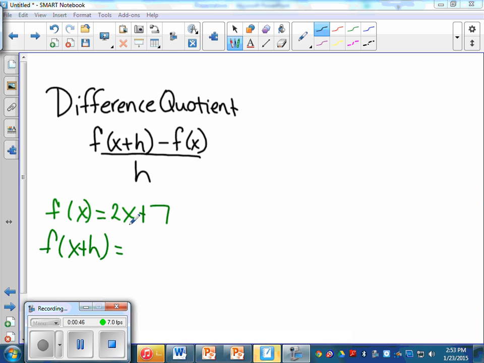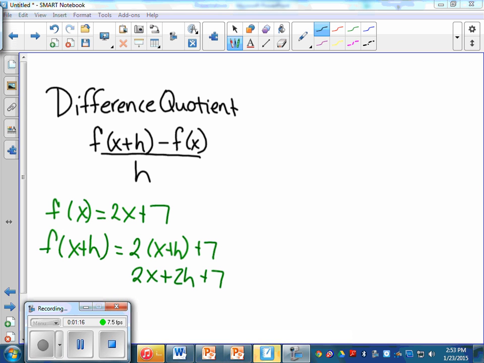And the way that I do that is I just take the function, 2x plus 7, but where x is, I replace that with x plus h, and I simplify it. So instead of 2 times x plus 7, it becomes 2 times x plus h plus 7. That's what f of x plus h looks like. You just put x plus h where x was. Now I'm going to simplify this. 2 times x plus h plus 7 would be 2x plus 2h plus 7.